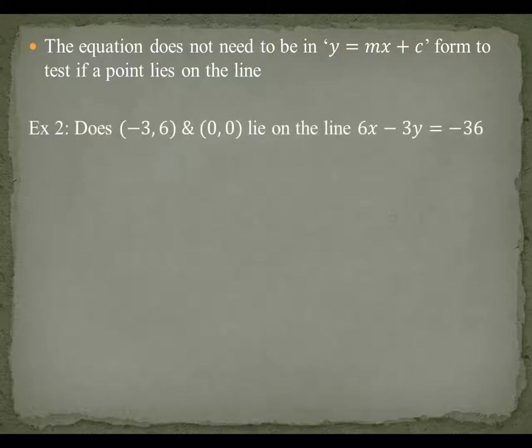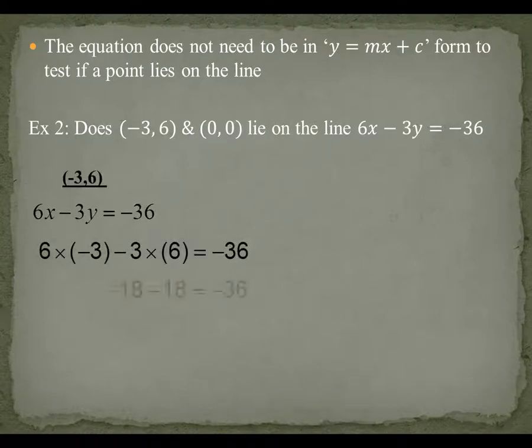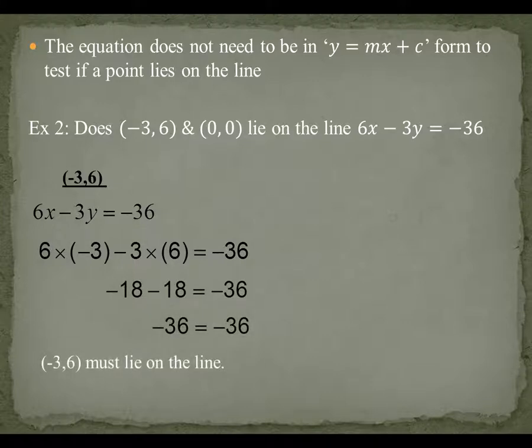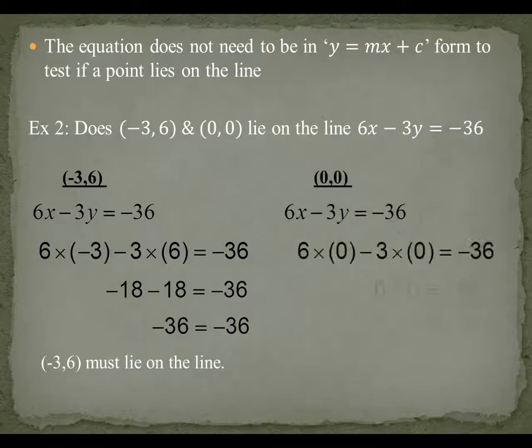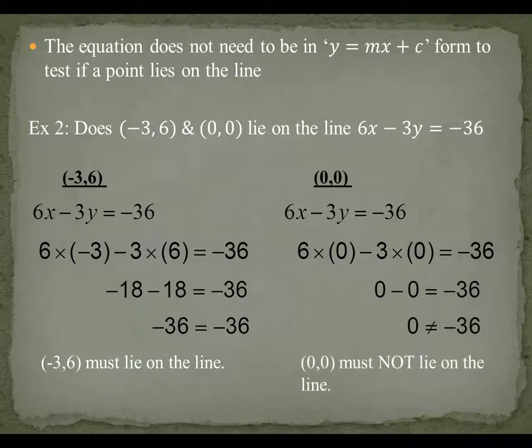So here's another example, the equation 6x minus 3y equals minus 36. Subbing the point in, doing the calculation, the number crunching, minus 36 does equal minus 36, so therefore the point must lie on the line. Subbing in (0, 0), that leads to 0 equaling minus 36, which is not the case. So therefore, (0, 0) must not lie on the line. You could tell (0, 0) wouldn't lie on the line because the equation above, if you rearrange it, would have a y-intercept, so it wouldn't pass through (0, 0). But again, the proof is by subbing it in.